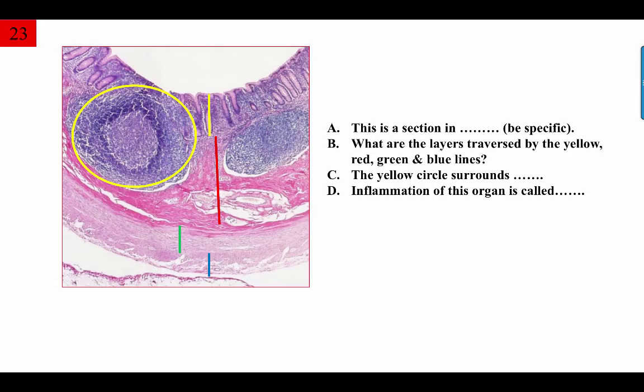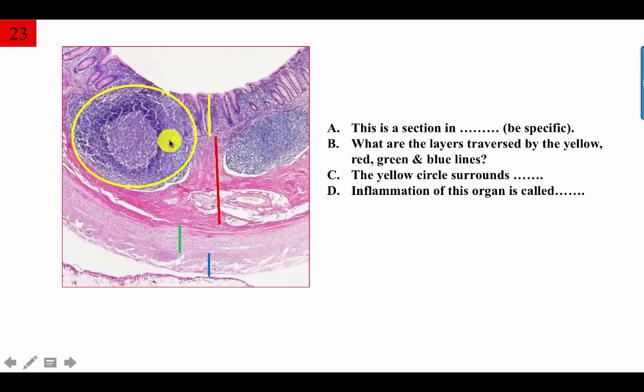Now here we have crypts only. We don't have any villi, but we have lymph follicles. So this is a section in the appendix. Of course, this is human appendix because we don't have inverted Y-shaped crypts like that of the rabbit.